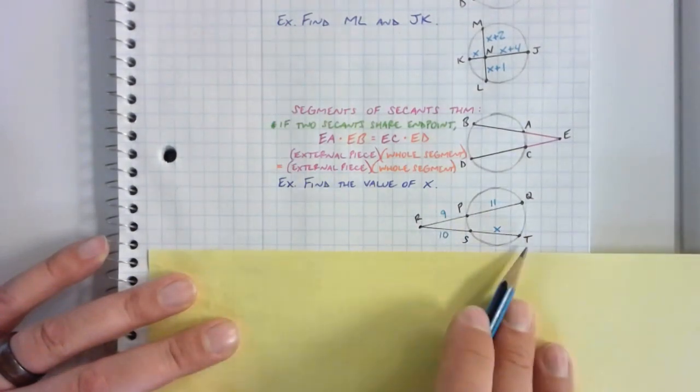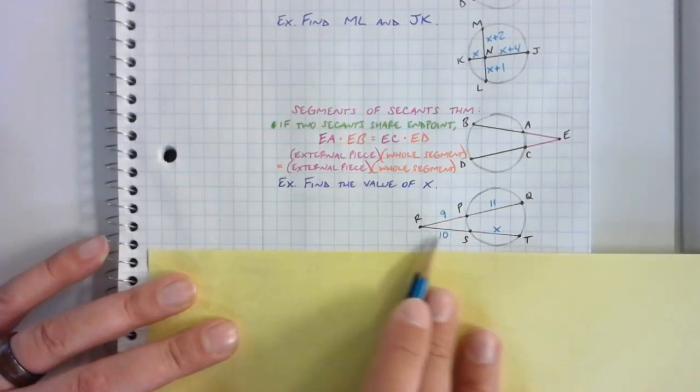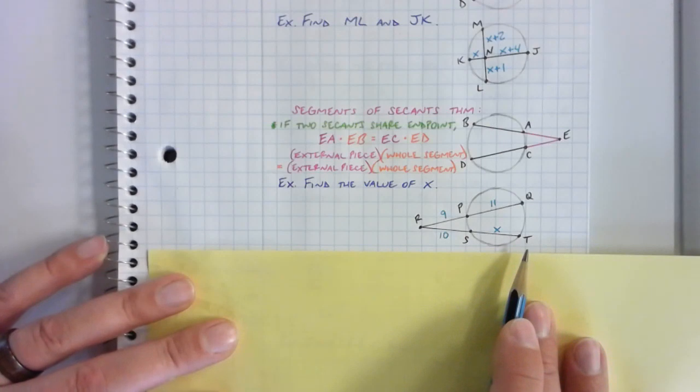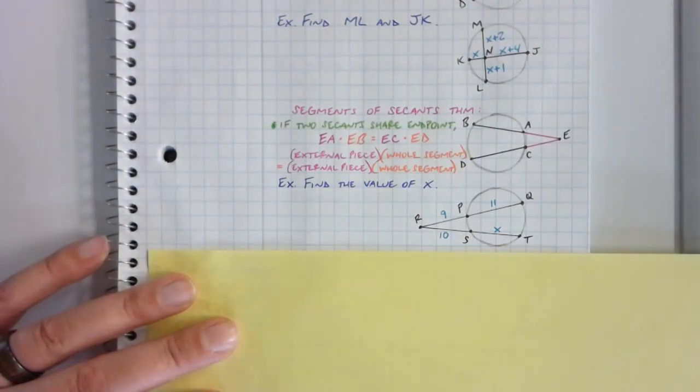And then the other segment, I'm going to have the outside piece, R to S, times the length of the whole segment from R to T. So this theorem is going to break down as outside piece times the whole segment is equal to outside piece times the whole segment. That's theorem number 2.